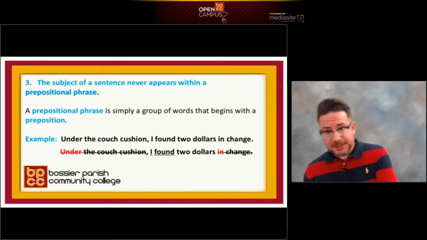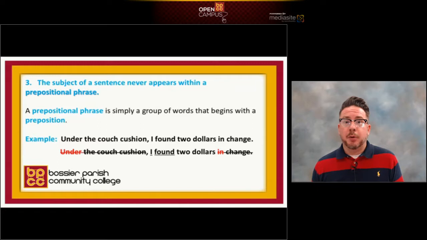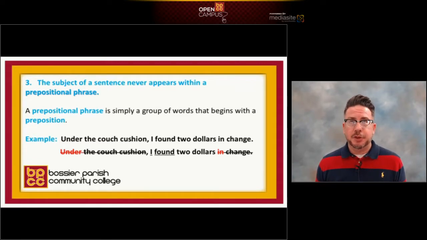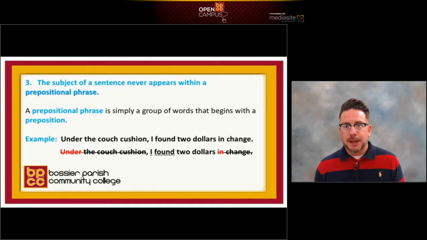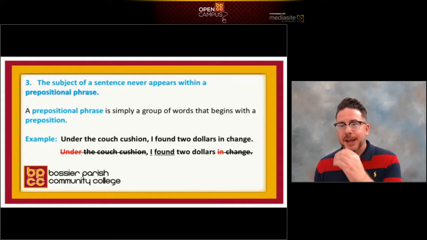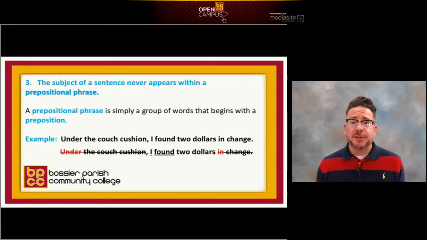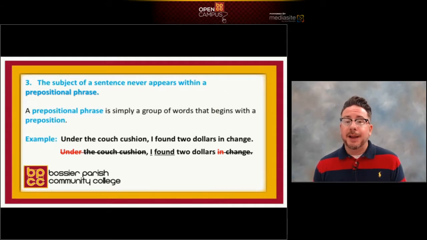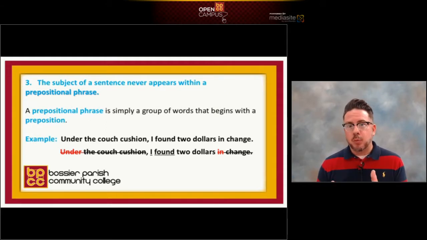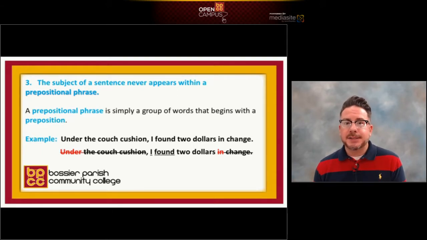And I have an example sentence here on the screen for you. This example has two prepositional phrases in it. The sentence: Under the couch cushion, I found $2 in change. Now, we have two prepositional phrases here. The word under is a preposition, and the word in is a preposition. So I'm going to cross out those prepositional phrases, under the couch cushion and in change. So when I'm looking for the subject and the verb, that only leaves me with, I found $2. So I know that that's where the subject lies. So I is the subject and found is the verb.